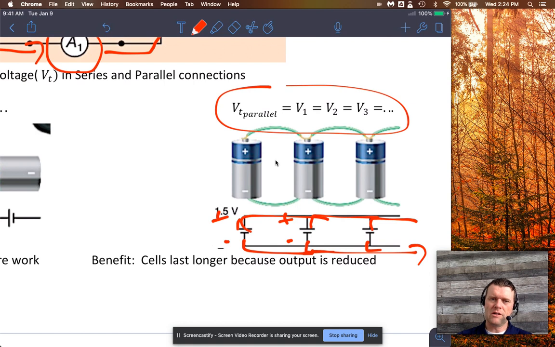Now again, what's the advantage? The cells can last longer because you're not going to deplete three cells at the same rate as you deplete one if all three of them or just the one of them are powering, say, one light bulb. Okay, three cells hooked up in parallel, it'll take a lot longer to drain all three of those than it will just to drain a single cell.